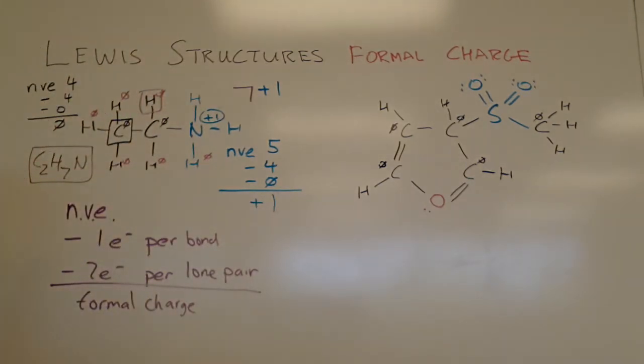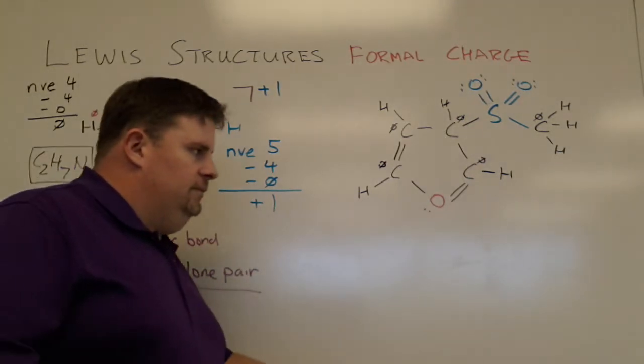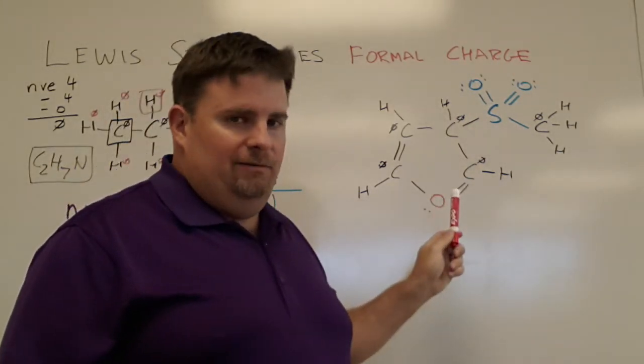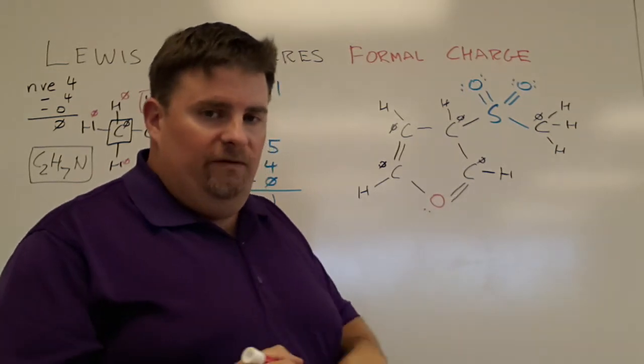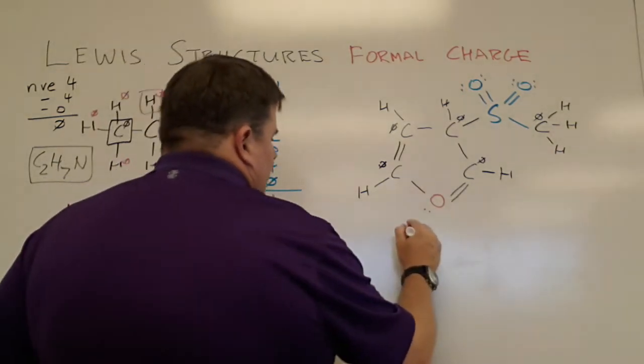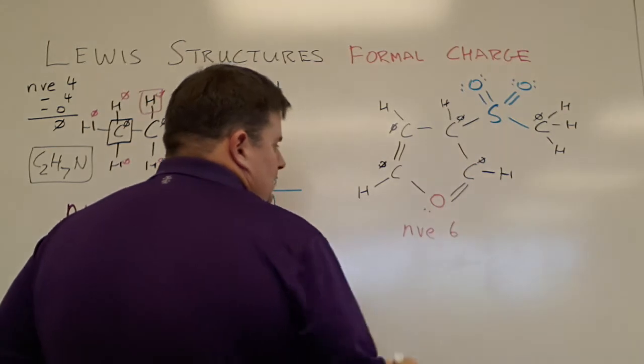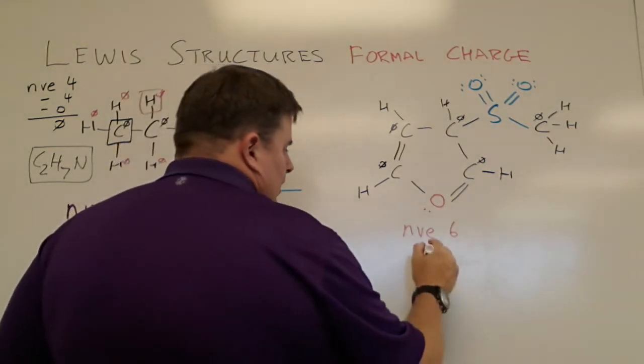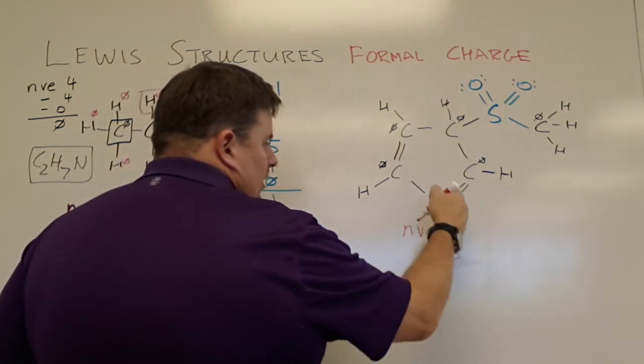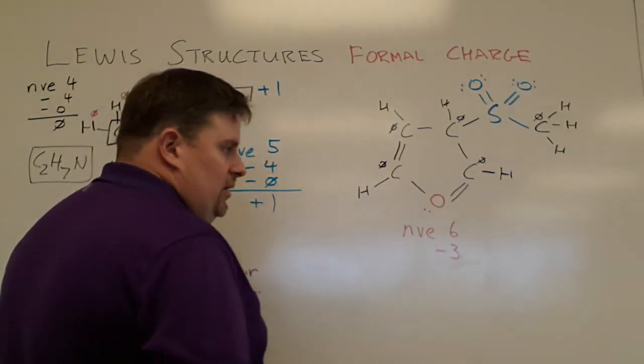Now, let's look at the other atoms. Let's look at that oxygen down there. Oxygen, normal valence electrons is 6. NVE is 6. How many bonds are attached to it? I subtract 3. 1, 2, 3. 3 bonds, subtract 3 for bonds.